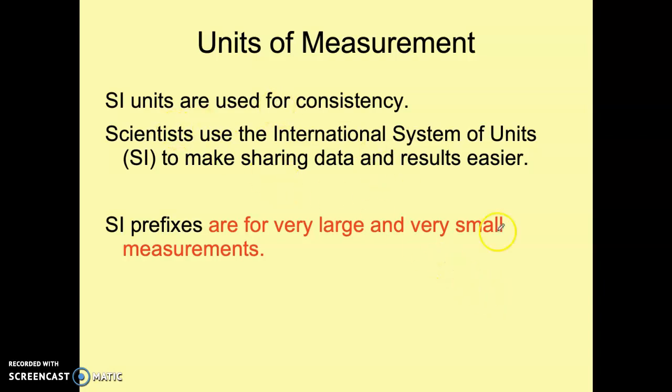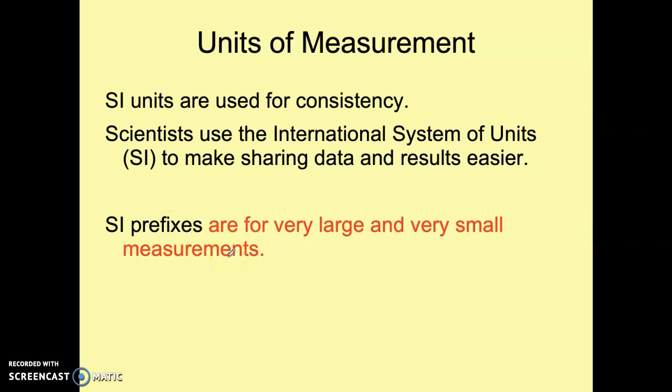So SI units are used for consistency in science. So all scientists use the SI units. They're kind of standard. It's a standard international system. And that means that when I share data from the US to Europe or vice versa or across the world, we're all using the same units. And we use prefixes on those units for very large and small measurements.